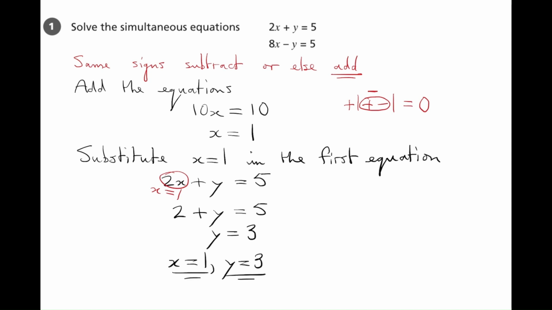But if we have time, we can check this answer, and to do so we look at the equation that we hadn't used for the substitution. So we used the first, so we can check it in the second equation. And we take the left hand side, 8x take away y, and then we put our numbers in. X is 1, so 8 multiplied by 1 is 8. Subtract y, which is 3. That gives us 5, and that matches up to the answer in the second equation. So we are likely to be correct.